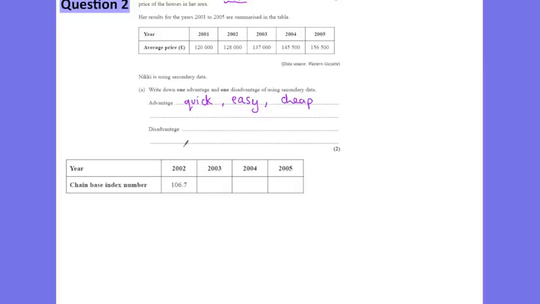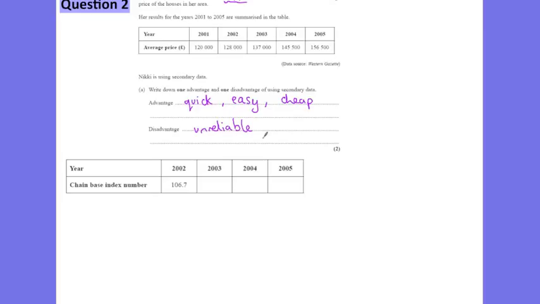A disadvantage, however, is that secondary data may be unreliable. Why? Because we do not know its origin. We do not know whether the newspaper is reporting accurate data. So it might be unreliable. It also might be out of date. So there we have the disadvantages around the reliability of the data.